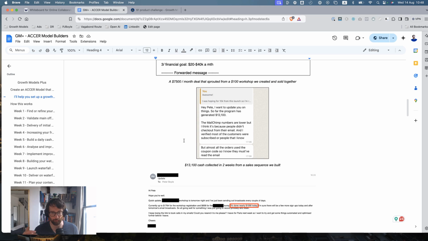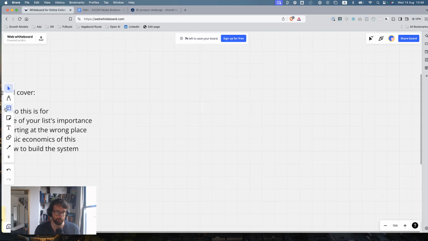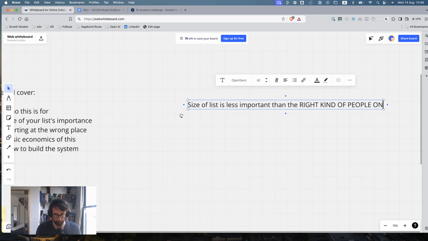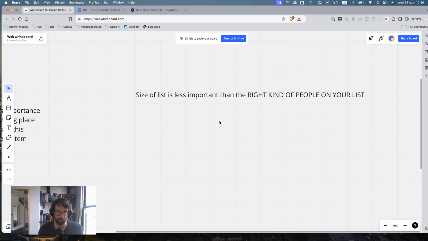If you've got a list of 10,000 engaged people, 50,000 engaged people, 100,000 engaged people, you just scale those numbers up. It's less about the number of people on your list, and it's more about the right kind of people on your list. And that's what most people seem to misunderstand. The size of the list is way less important than having the right people on your list.